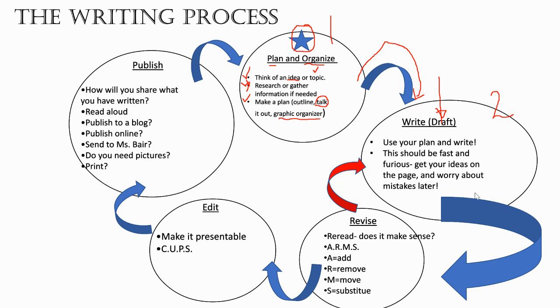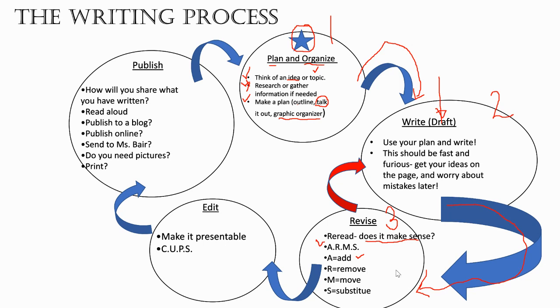Once you've written your first draft and you have what you think is a great story, you move along and check out step number 3 in the process. Step number 3 is revise. To revise something means that you reread it and make sure that it makes sense. We haven't gone over this yet, but I have a trick for that too. It's called ARMS. That's where you check to see, do I need to add any details? For instance, do I need to have the characters talking? Do I need more action? Do I need to make something more clear?